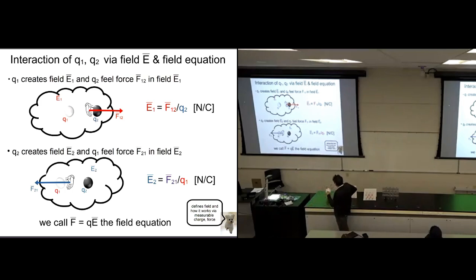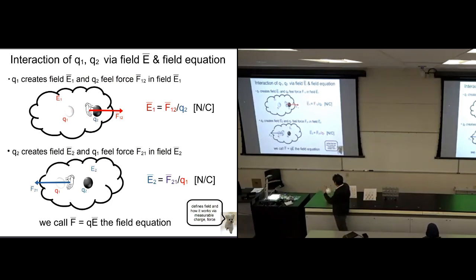So Q1 exerts a force on Q2, and Q2 exerts a force on Q1. Look how I labeled the forces in the two cases. This force upstairs has a subscript 1,2. By 1,2 I mean charge number 1 exerting a force on charge number 2. This force down here has a subscript 2,1. By 2,1 I mean charge number 2 exerting a force on charge number 1. So that was my notation here.